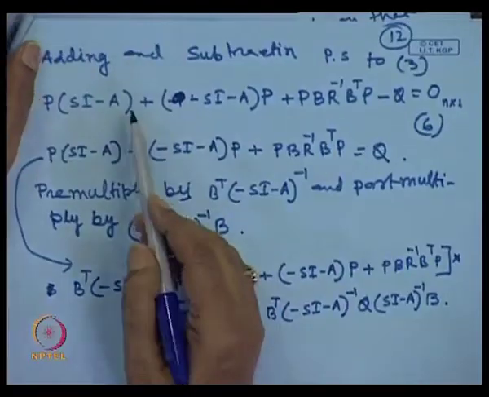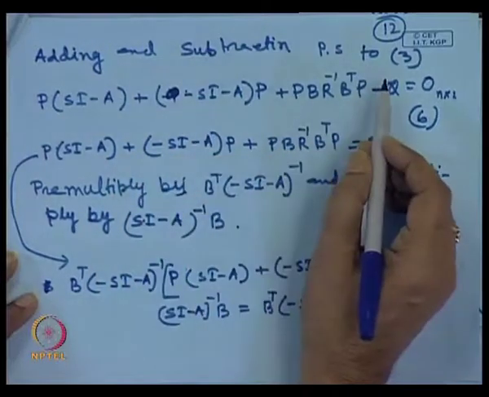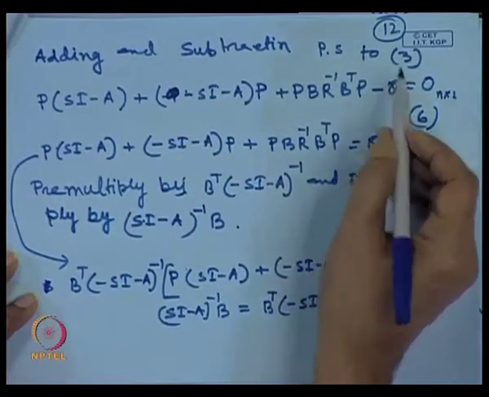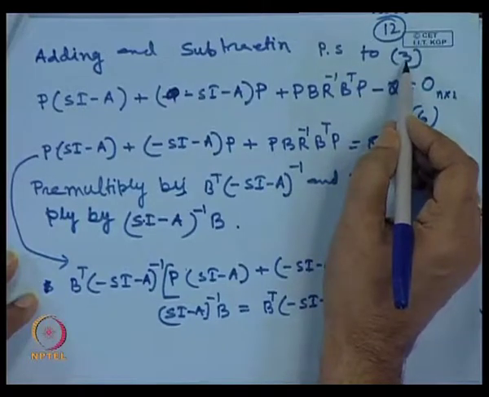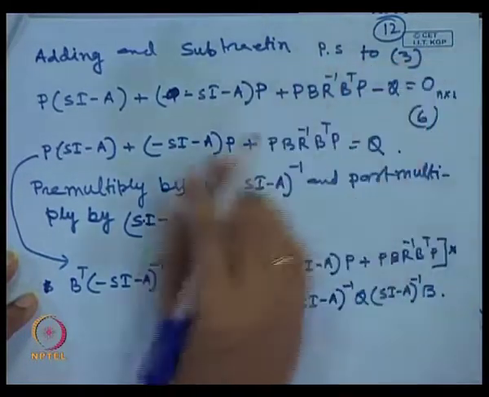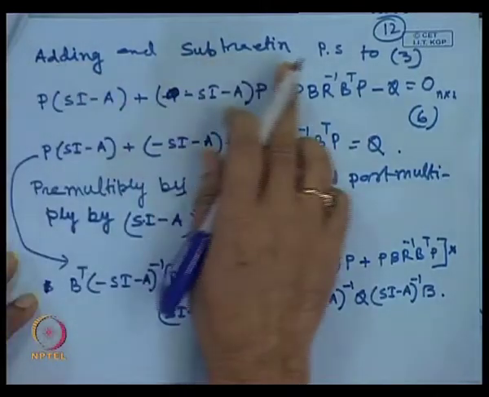So, last class we were discussing the frequency domain representation of LQR control systems. Let us recall our basic algebraic Riccati equation, which is referred to as equation number 3 in our earlier lectures. To that algebraic Riccati equation we add a P s term and subtract the same term.